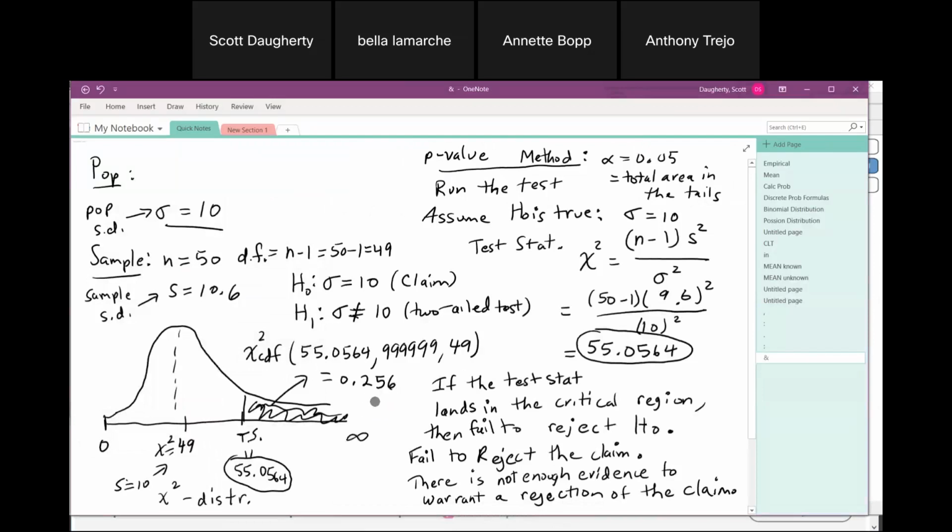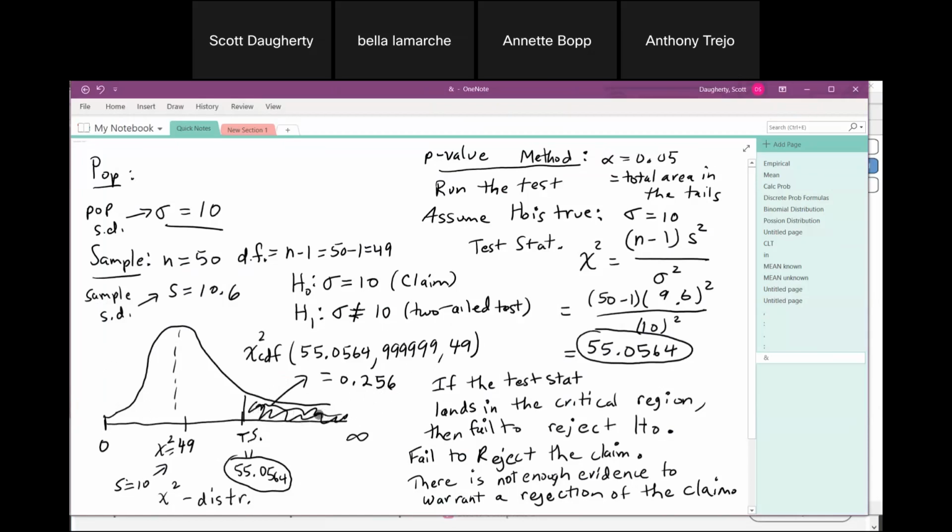But this is not the p-value in this case. Because when you have a two-tailed test, this is the probability of being 55 or above with your chi-square value. But remember, that could also be too low. So there's a probability of being too low. And so you would have to double it. This is the high end. There's also a low end because you have a two-tailed test. So anytime you have a two-tailed test, you have to double the area in the tail you found the area of.